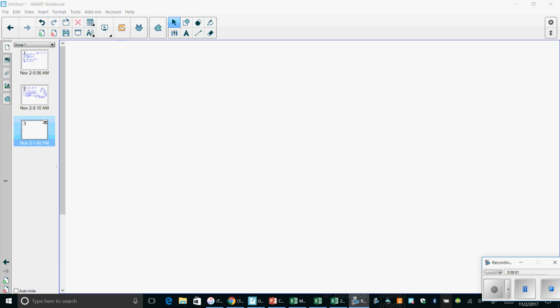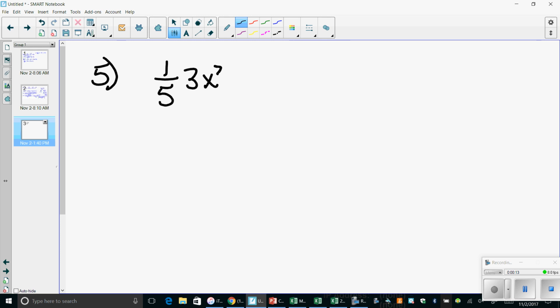I'm trying to write their homework problems for you. Number 5 says to write the quadratic equation in general form, and they give me 1/5 times 3x squared minus 10 equals 18x. Well, there's a few things that have to happen for it to be in general form or standard form.